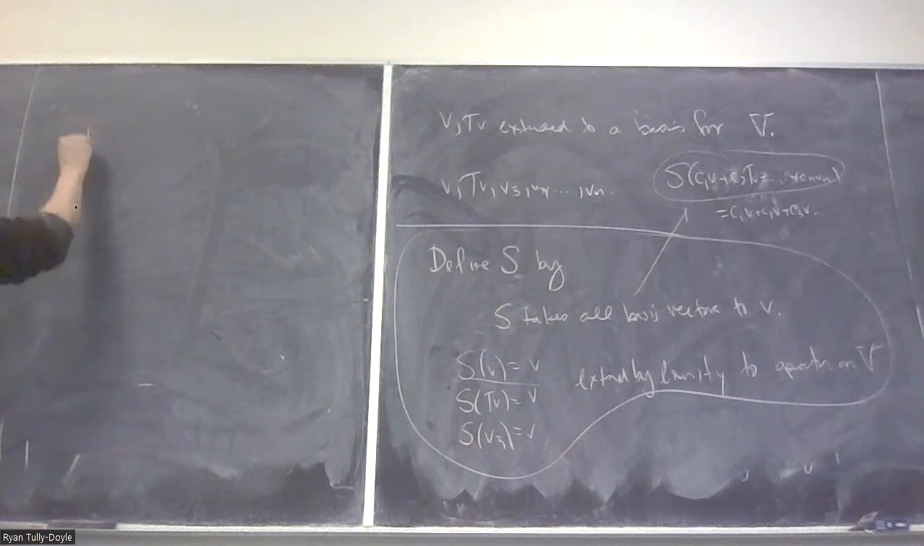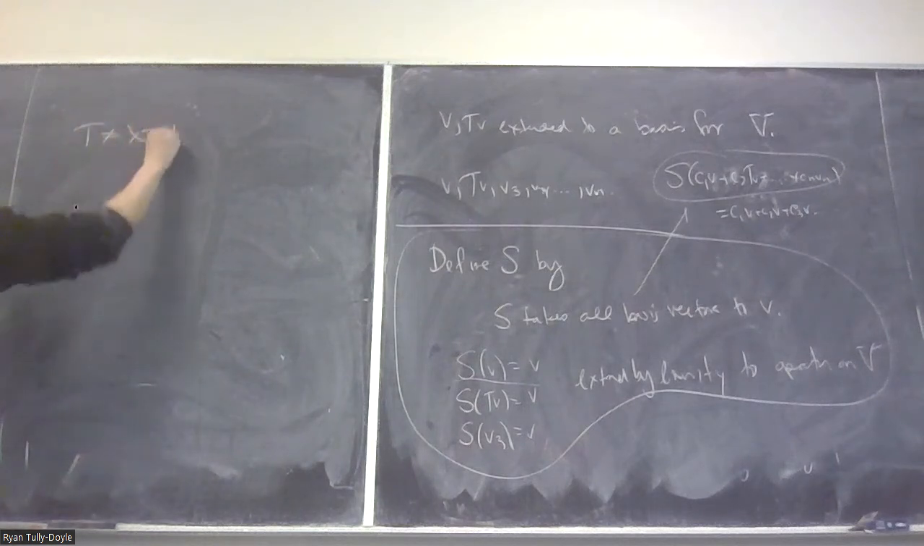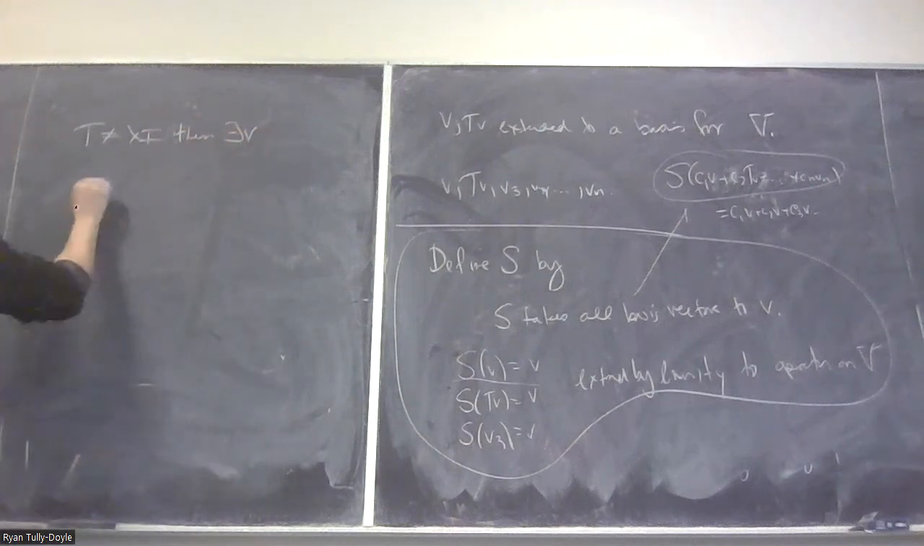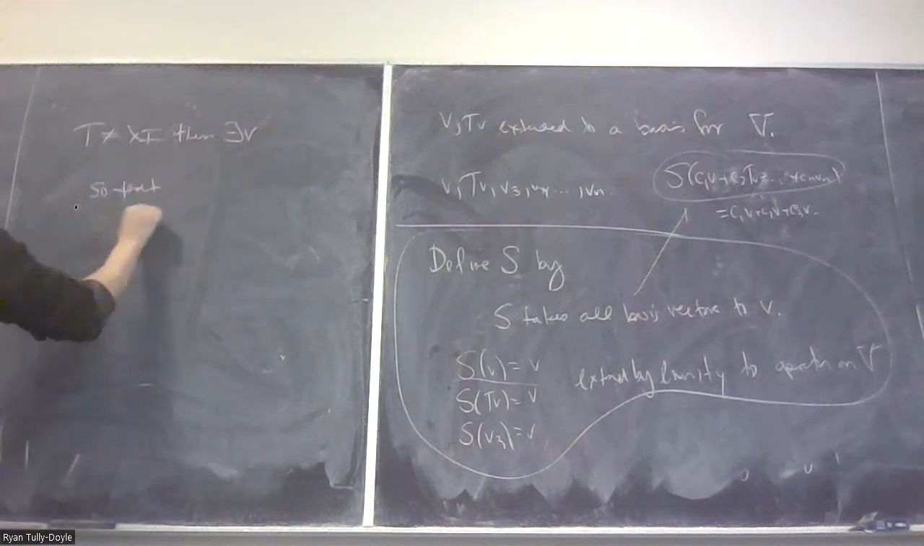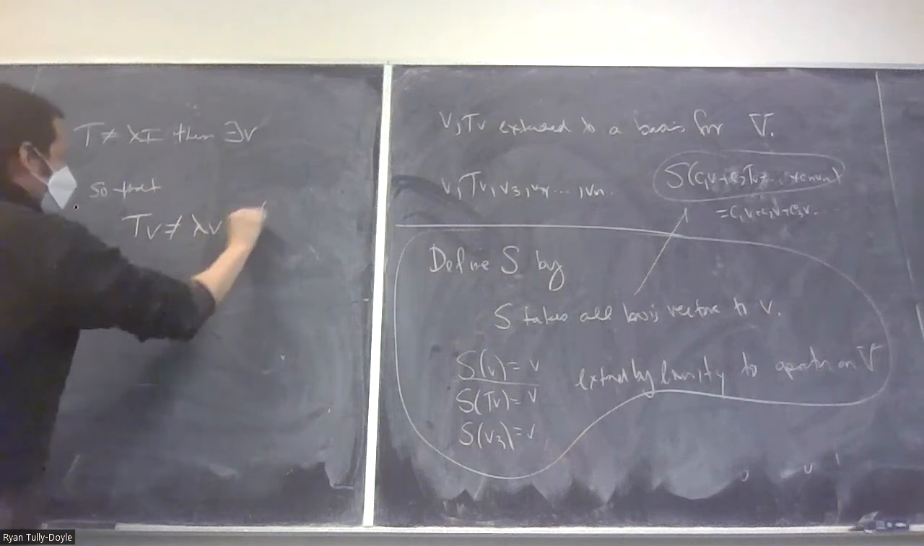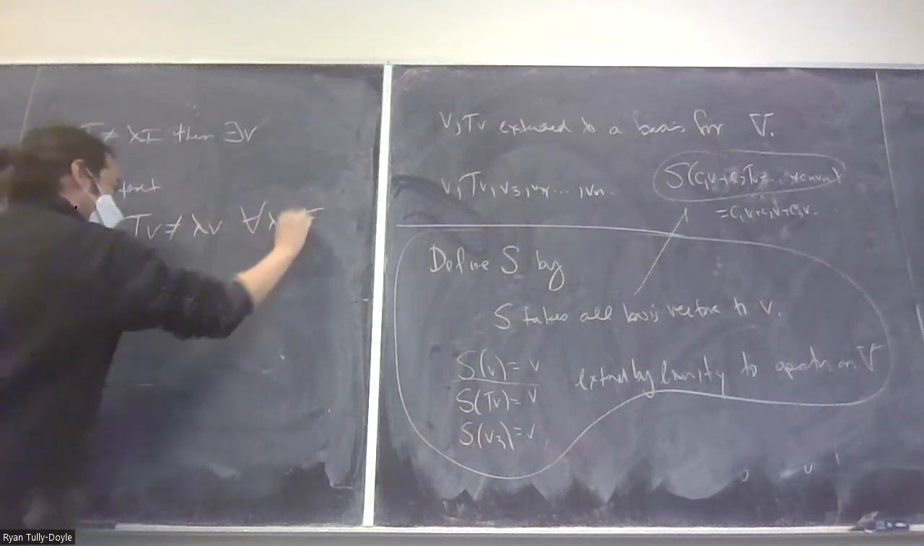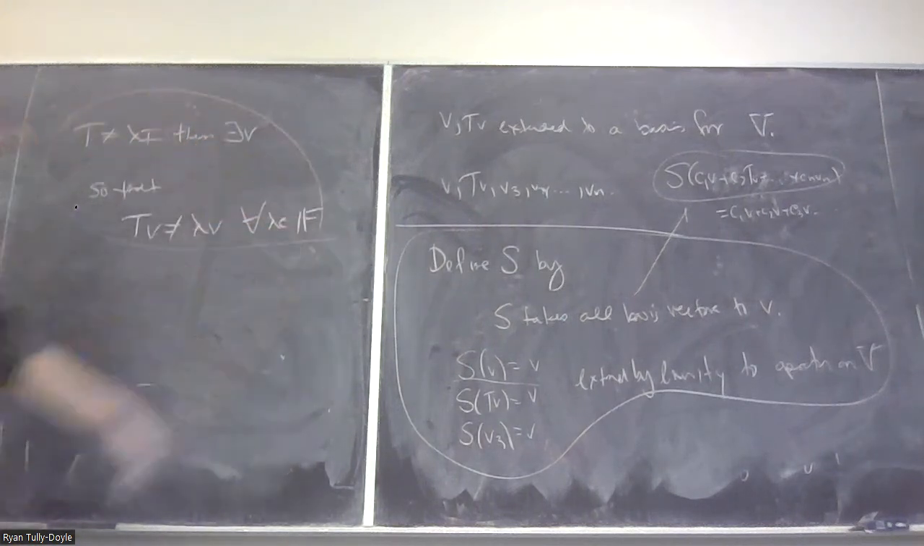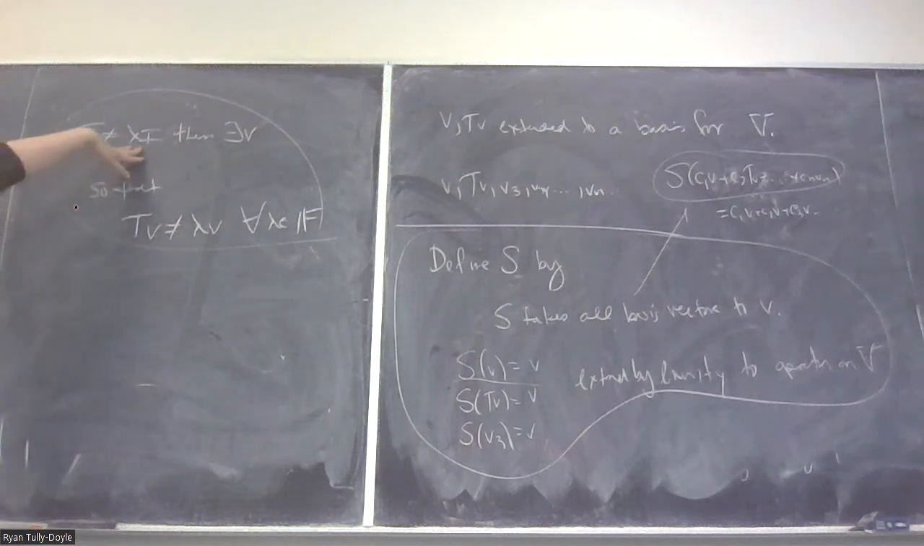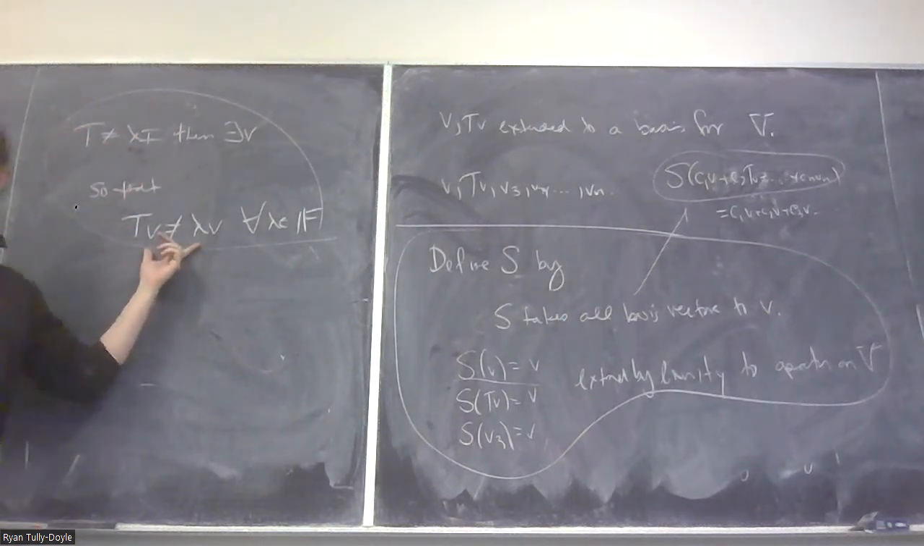This assertion, right, that if T is not equal to lambda I, then there exists a V so that TV is not equal to lambda V for all lambda in F. This is something that's worth taking some time to think about why that might be true. The fact that if you're not a scalar multiple of the identity, then you can find some vector V that T turns into not a multiple of itself. This is worth taking some time to think about.